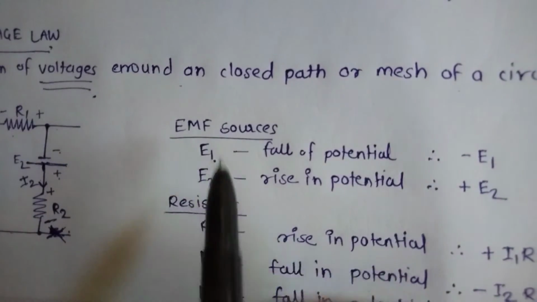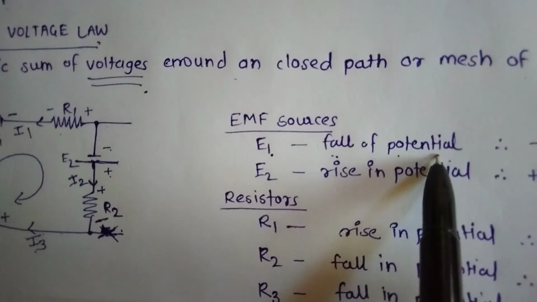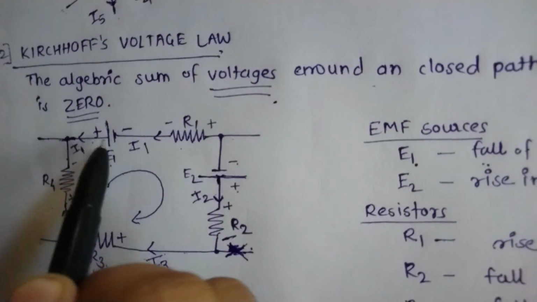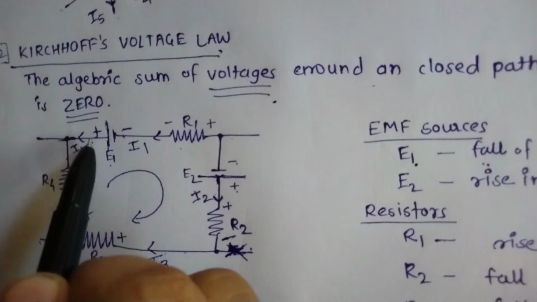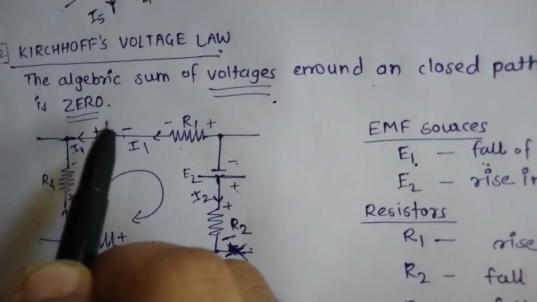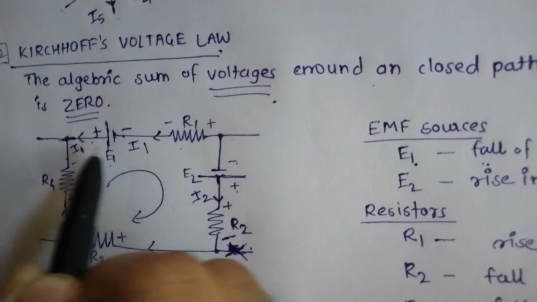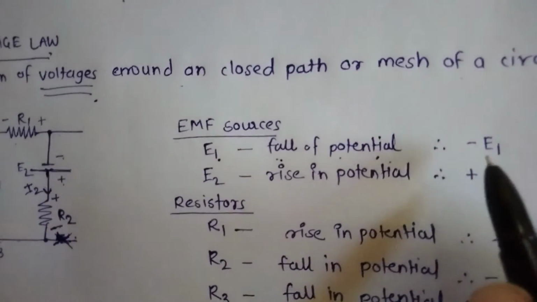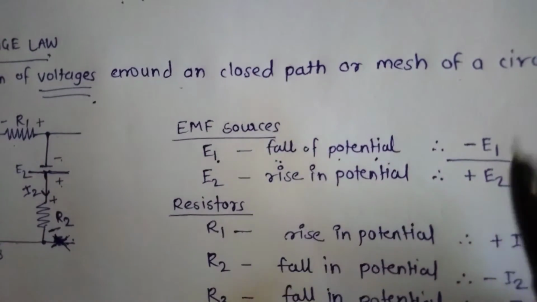So we will say that E1 is an EMF source, and I have written here fall of potential. Why is it so? Because we are moving from the positive side of the E1 to the negative side of the E1. That is, there is a fall of potential when we are moving through the E1. So what will be the sign? Negative sign is given to the E1, right?